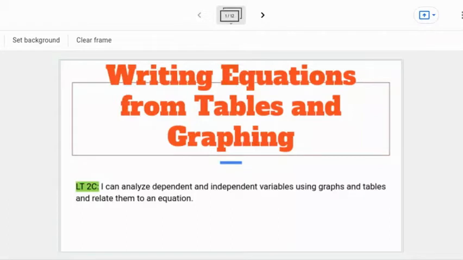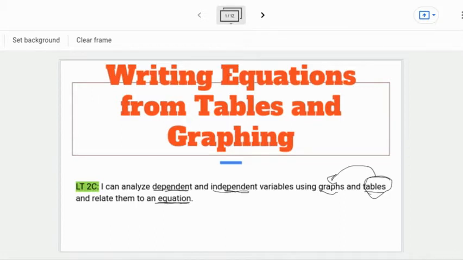If we look at that learning target, we talked about yesterday that there's a lot to this. We have the dependent, we have independent, graphs, tables, and relating them all back to an equation. So yesterday we did the tables. Today we're going to continue with tables, but we're going to add this extra component with graphs.